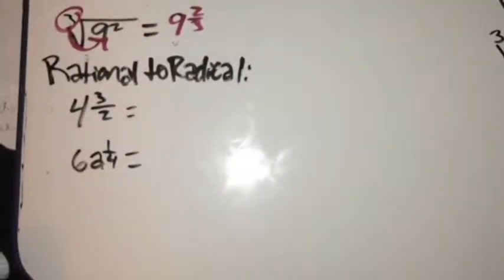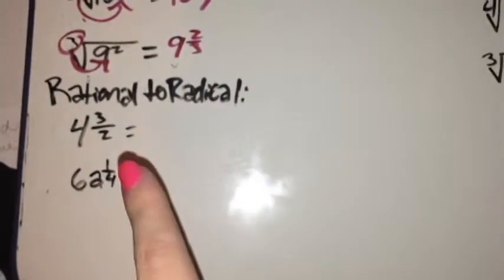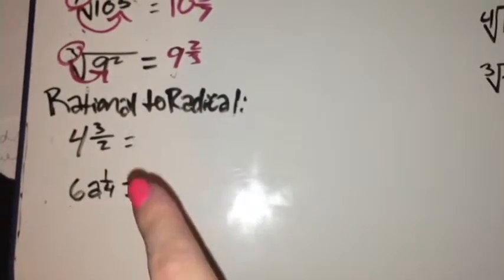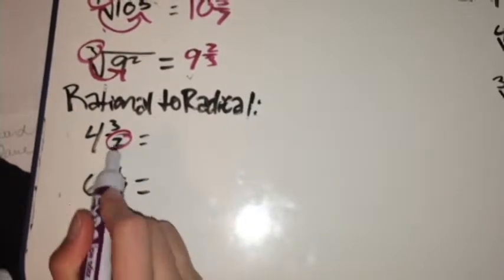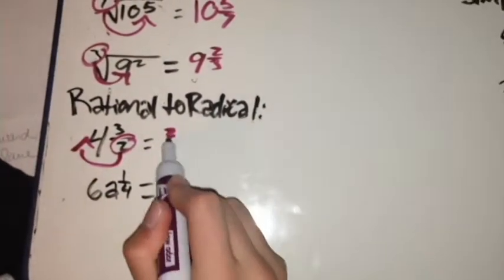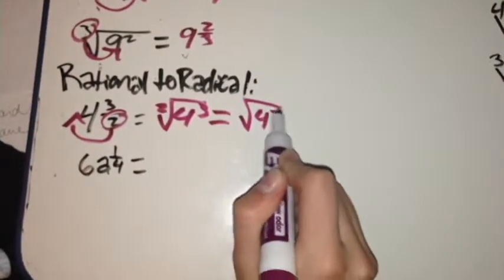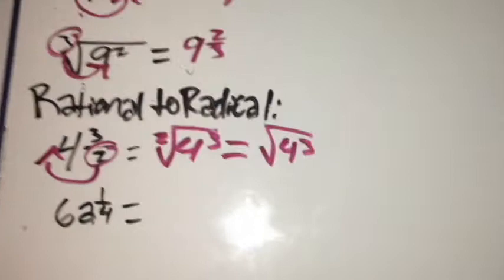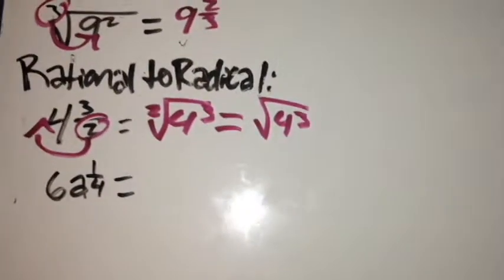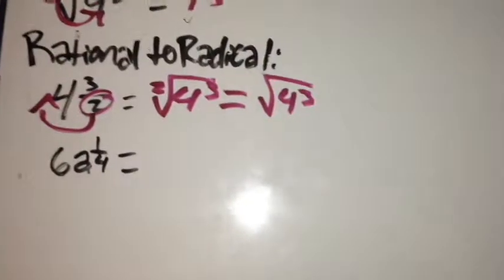Okay, so for the next set of expressions, rational to radical, for the first problem, you have 4 to the power of 3/2. So what you do is you take the denominator, which is 2, and move it outside of the radical to where you have the square root of 4 to the 3rd. Whenever you're writing the radical sign, the 2 is always there. So you don't really need to write it. You can, but you don't have to.